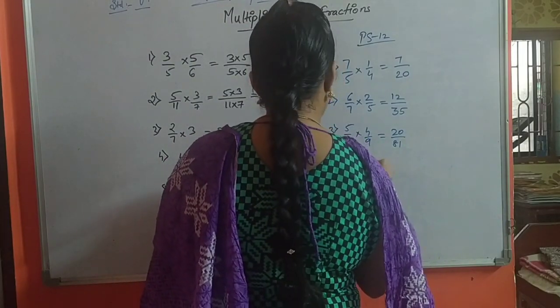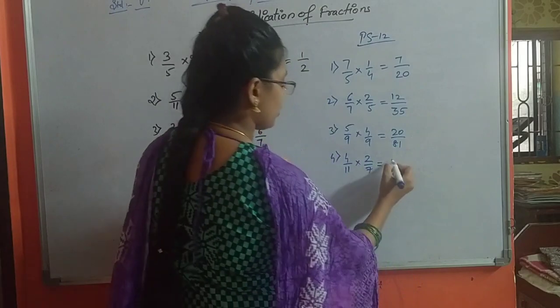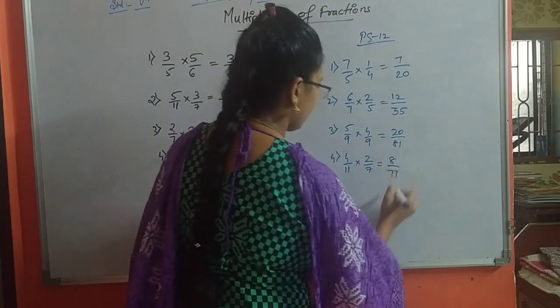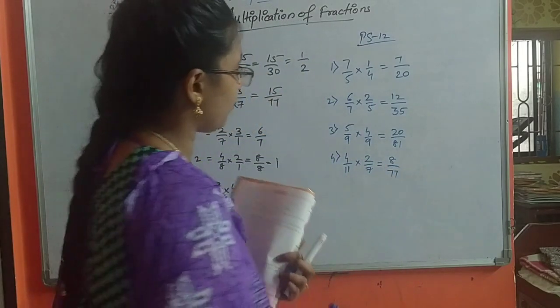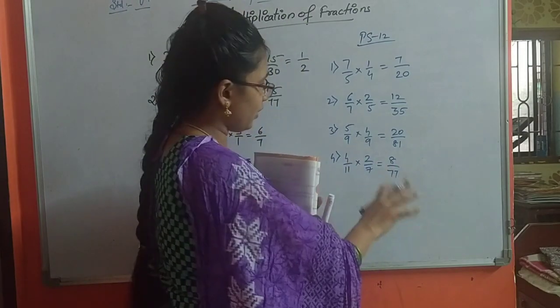4 upon 11 into 2 upon 7. 4 twos are 8, 11 sevens are 77. Again in this question we cannot divide it or reduce it, so leave it as it is.